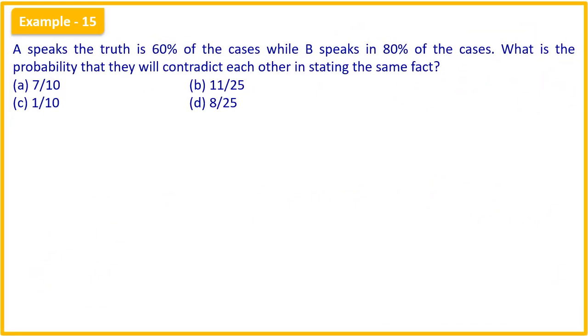Example 15. A speaks the truth in 60% of the cases while B speaks the truth in 80% of the cases. What is the probability that they will contradict each other in stating the same fact? Now in this case, the probability of A speaking the truth is mentioned, that is 60% or 60 out of 100 or 3 out of 5. So the probability of A not speaking the truth is 1 minus 3 out of 5, that is 2 out of 5. In a similar way, the probability that B speaks the truth is 80%, that is 80 out of 100 or 4 out of 5. The probability that B is not speaking the truth is 1 out of 5.